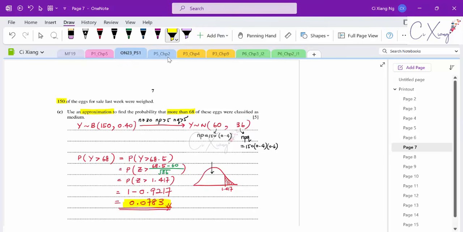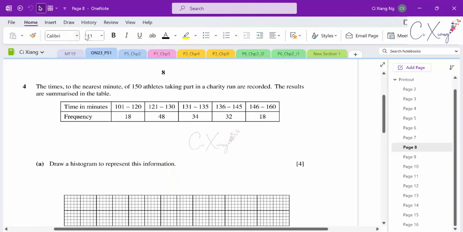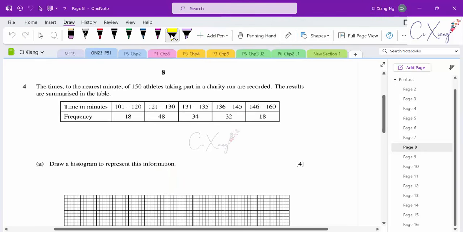Okay, all right, so this is how we find out the answer for question number 3. Okay, so now we come to question number 4.